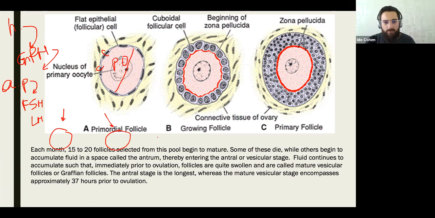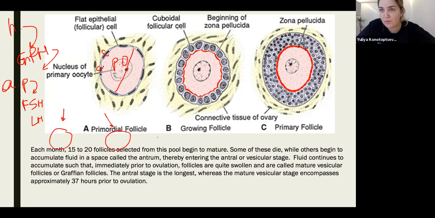How do you know that only 15 to 20 of the follicles are the chosen ones? They will reach out to the FSH. They will raise a hand. So every month, randomly, 15 to 20 out of the 40,000 will have some kind of receptor, and this receptor is for the FSH. So randomly, they express the receptor for the FSH. So FSH comes in, binds to this receptor, and forces these follicles to grow.